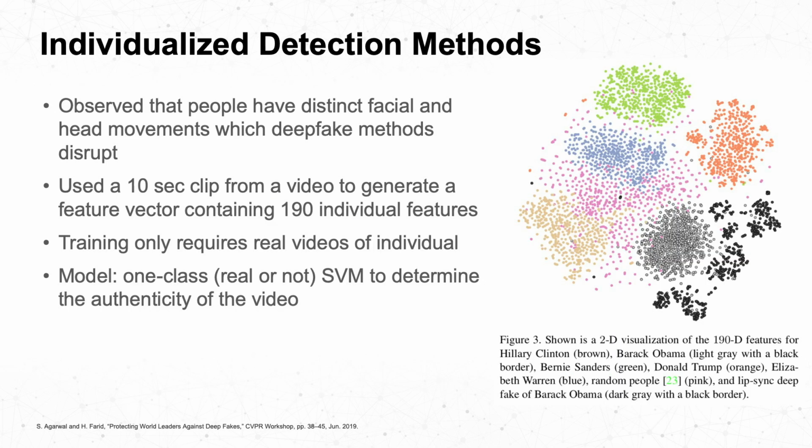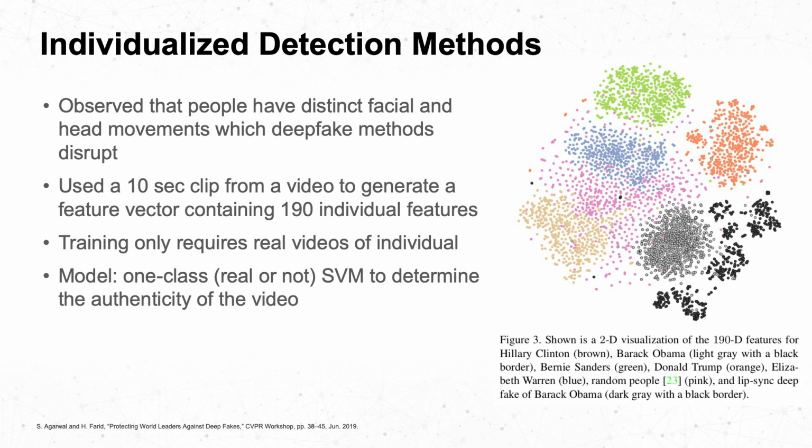So all the methods that I've talked about, all the implementations that I've talked about up till now, deal with generalized detection methods. This next method that I'm about to talk about is actually tailored to individuals. What these researchers did is they discovered that people have very distinct facial and head movements. And when you create a deepfake, these head and facial movements tend to get disrupted.